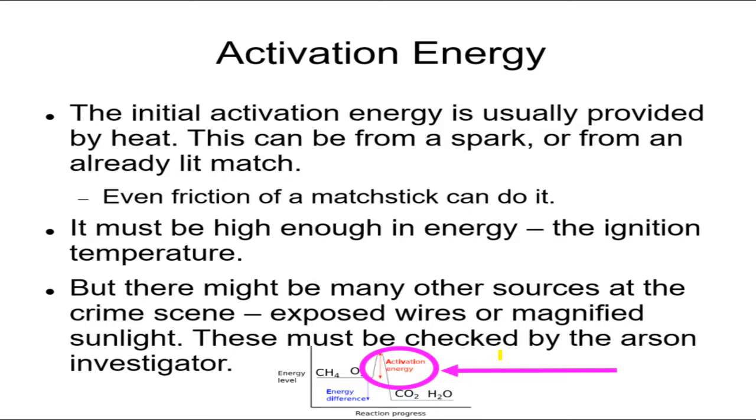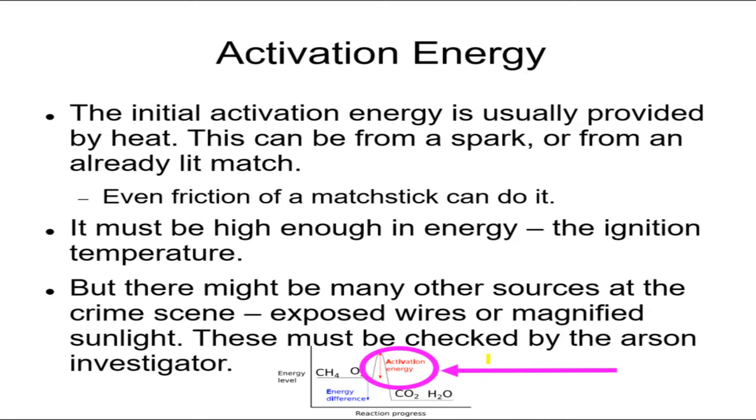At a crime scene, what actually made the thing burn might not be a match or anything else. It might be some exposed wires that electricity goes through. Even magnified sunlight, you can focus it on paper or something else that might have caused the fire. It might have caused the initial activation energy, after which everything burned. Well, again, the difference between the initial fuel and the oxygen and the products, the energy difference, added more activation energy. But the initial burning, the initial activation energy, we have to know what it is.